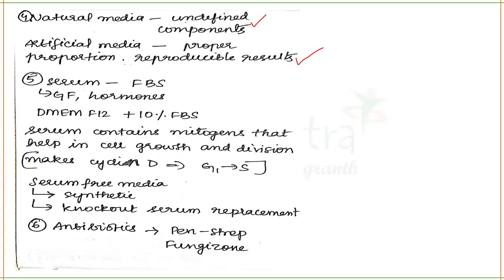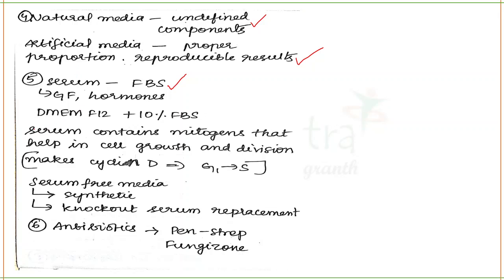Okay, so next you have a serum. So serum is nothing but the component of blood which contains growth factors and hormones. All of this is very very important, because these growth factors and hormones are responsible for the growth of cells, for the cell division. All of these are used. So the most commonly used serum in cell culture is FBS. FBS is the most commonly used, that is fetal bovine serum.